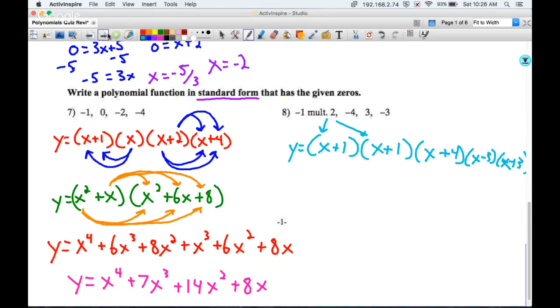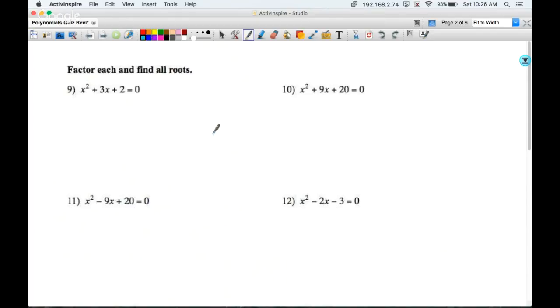Okay, moving on. Factor each and find all roots. So a lot of different types of factoring here. This first one is simple factoring. We know that because it's got an a value of 1. And I can think of two numbers that multiply to be 2 and add to be 3. Those numbers are 2 and 1. And now we've got our answers: x equals -2, x equals -1. And we're done.